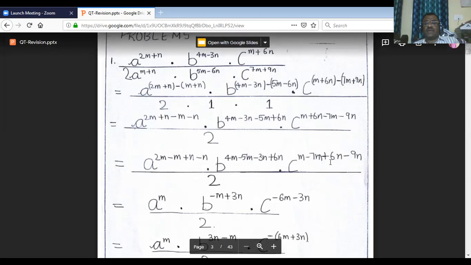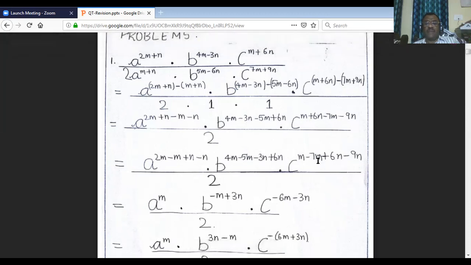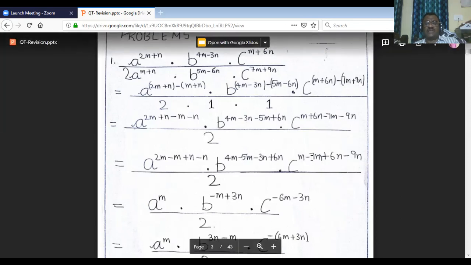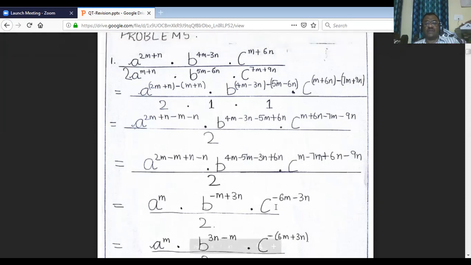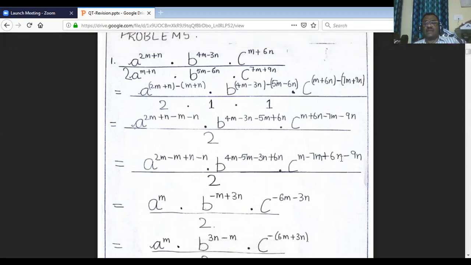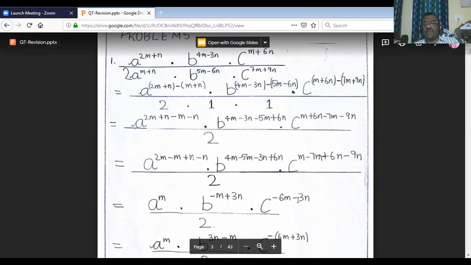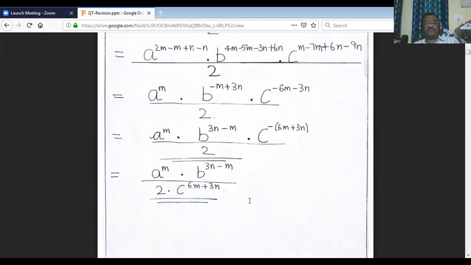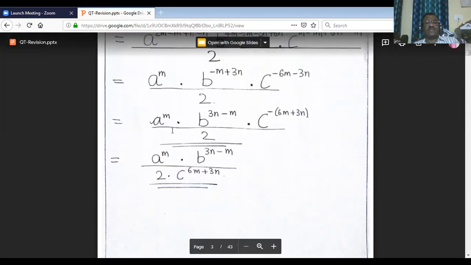Here, m minus 7m is minus 6m. Minus is there for the highest number, therefore take that sign. Next 6n minus 9n is minus 3n. Now if you simplify this, a power m, b power 3n minus m. I am taking the power with plus sign first and then minus.